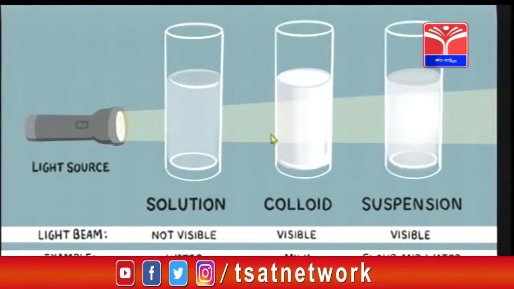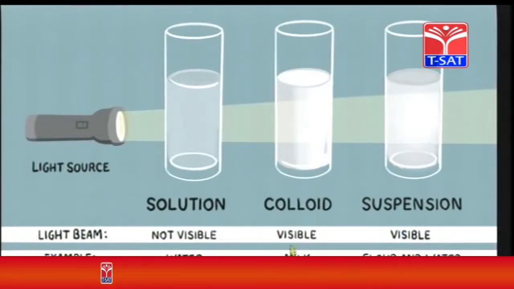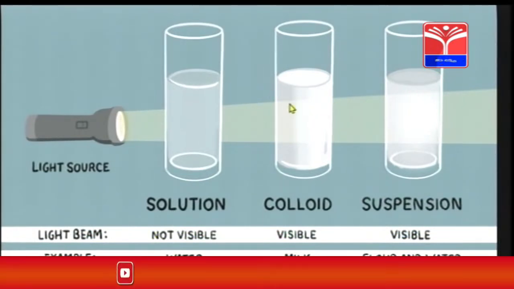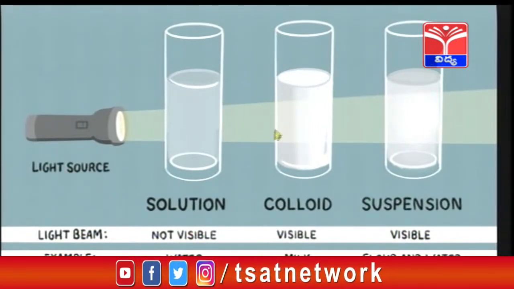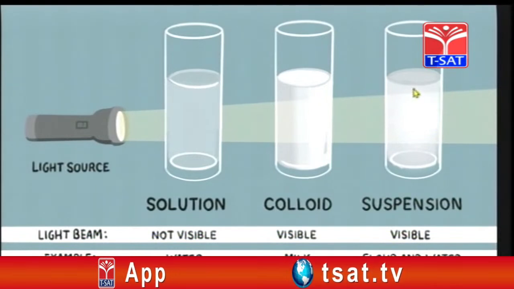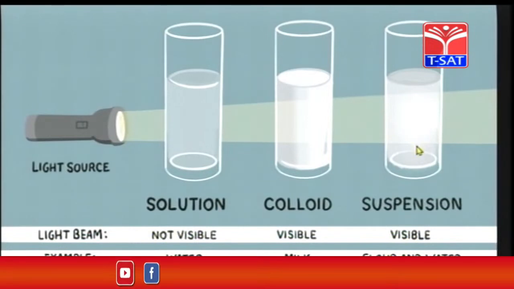But in this glass we have taken a colloidal solution. Colloidal solution means what? Here we have taken a drop of milk added in water. So you can easily see the light ray passing through this colloidal solution, and you can observe that it is getting scattered. You can see the dispersion of the light ray here. Now this is a suspension. You can see flour and water has been mixed in the solution. When the light ray is passed through it, the light ray is getting scattered. You can see the light ray has become wider.